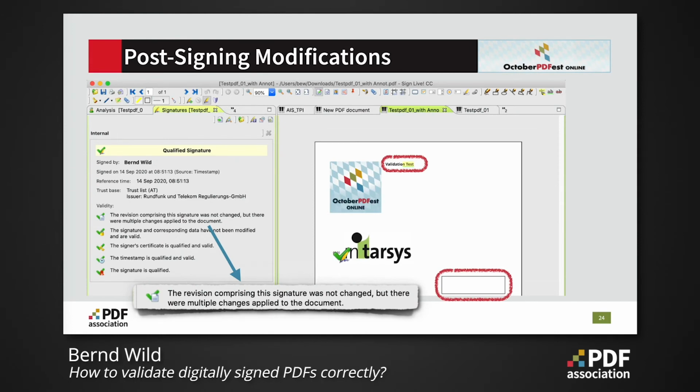If we now add several annotations to this document, the validation result itself remains the same. However, it is noted here that several changes have taken place after the signature. However, these changes have not affected the validity of the signature, which is why the green check mark in front of the signature still applies in this picture. In the present case, several annotations were applied. For example, the word test was marked yellow. Furthermore, a form field was added and red borders were drawn around individual objects on the page.